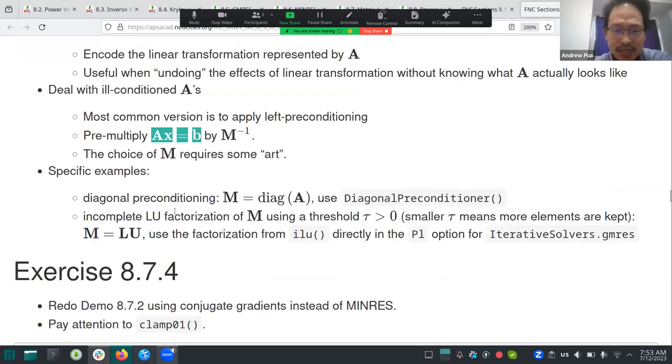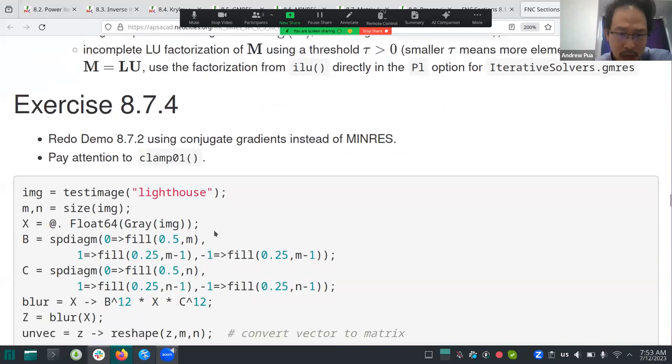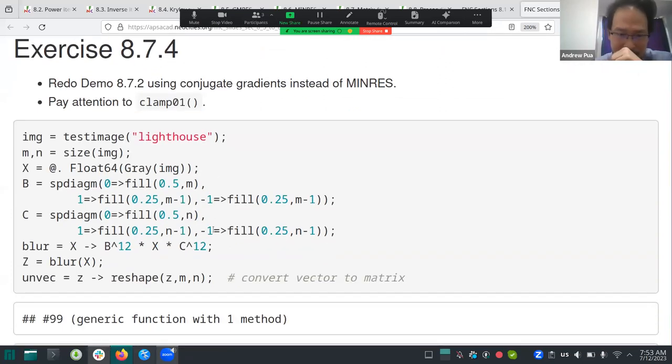There are two examples given in the book. One is called diagonal preconditioning, and the other one is called incomplete LU factorization. I think the book gives a justification for why these things might be a good idea, and I think the exercises also give you a sense of how they could be done.